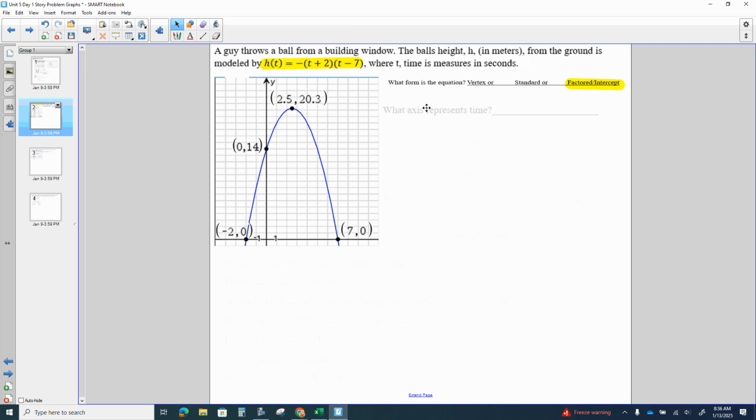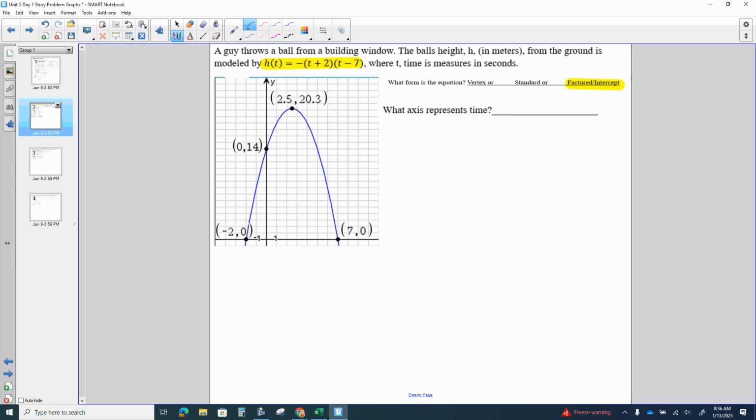All right, the next question asks what each axis represents. So which axis is representing time and which one is representing the height? So here's this guy, he's throwing a ball from a window. Now remember, when we graph things, it's going to graph everything. We don't always want everything when we're analyzing, right? The ball's height, h, in meters from the ground is modeled by this equation.